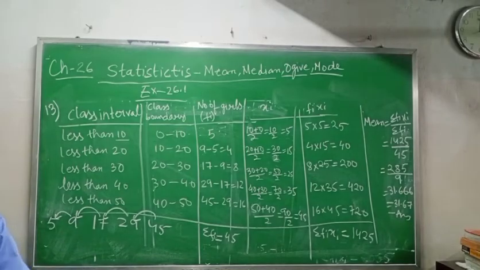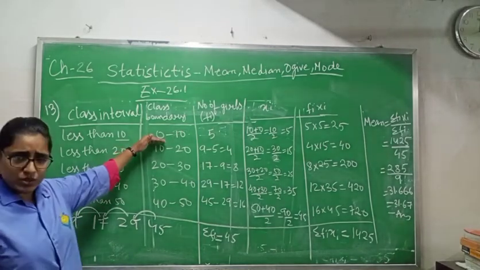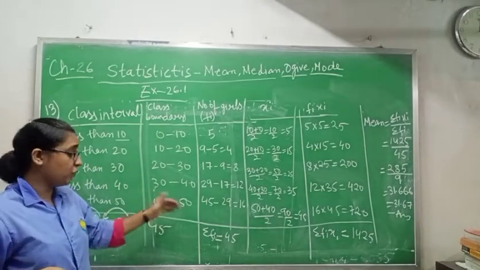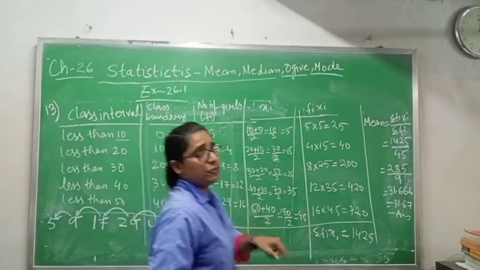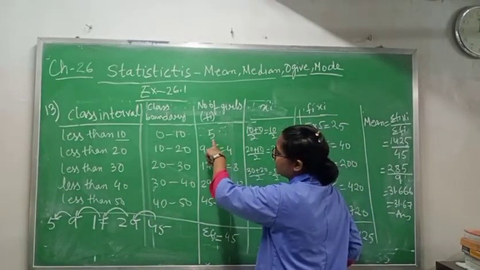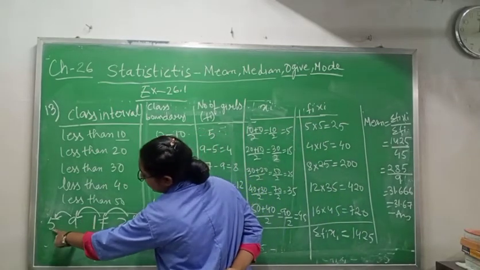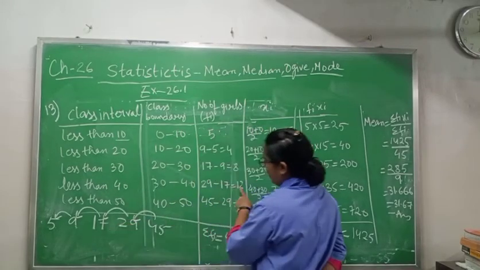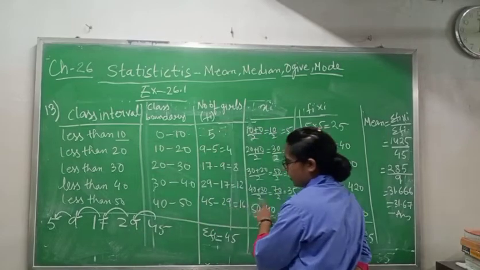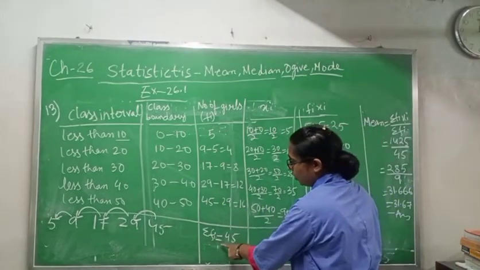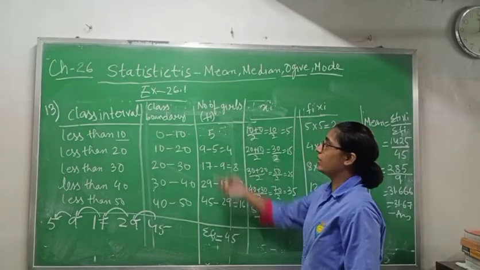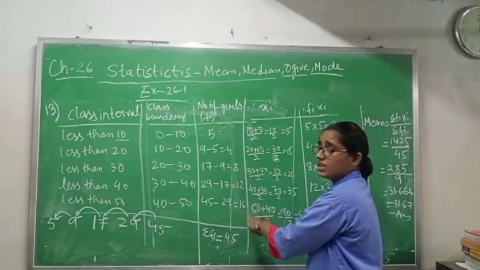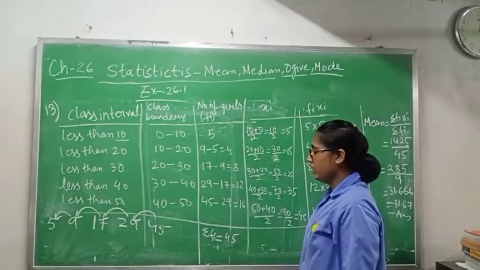Understood? So whenever the less than type is given to you, at that time you will start from 0 and write 0 to 10, 10 to 20, 20 to 30, 30 to 40, 40 to 50. But in fi it will change. The first one you will write as it is, and from the second one you have to subtract: 9 minus 5, 4; 17 minus 9, 8; 29 minus 17, 12; 45 minus 29, 16. Understood? Now the summation of fi, you will write 45, the number of girls. How? 5 plus 4 plus 8 plus 12 plus 16. When you add, you will get 45.